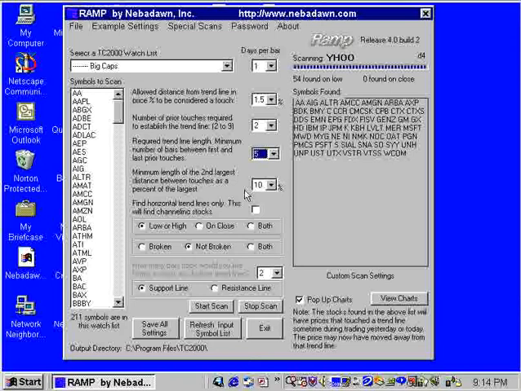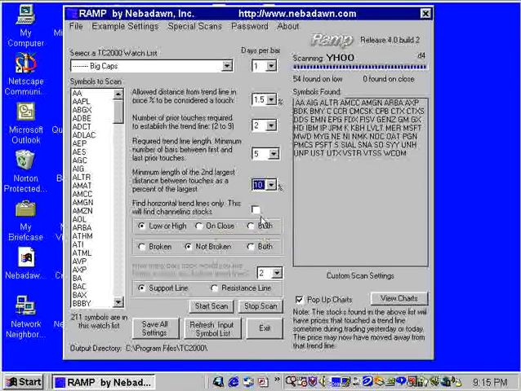We'll see what happens. The minimum length of the second largest distance between touches as a percent of the largest. I'm not going to go into this at length except to say this is a measure of dispersion of touches along the trend line. That is to say, you would like nice even distances between the touches. The higher this value, the more you will require the distances between the touches to be even. I'm going to set that at a minimum of 10 for this scan.